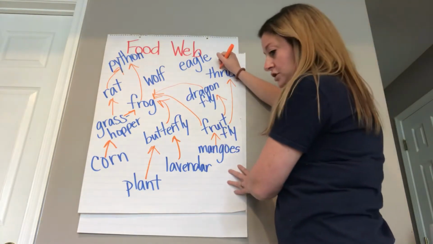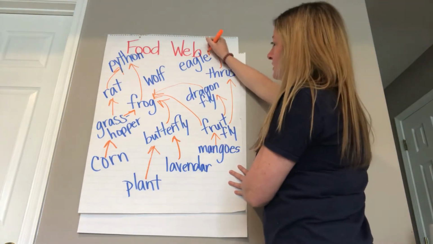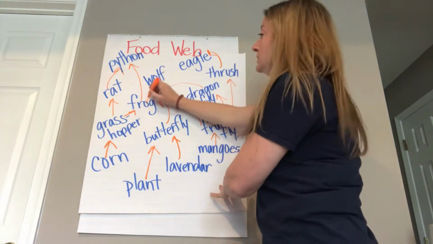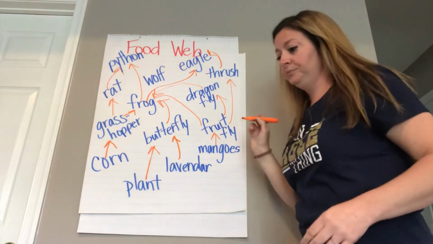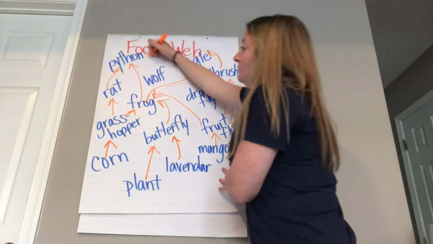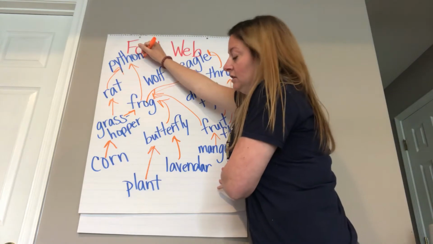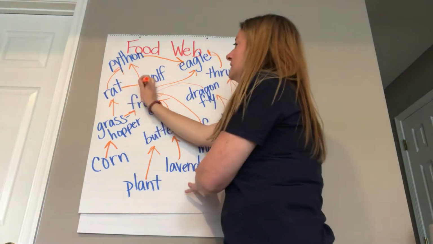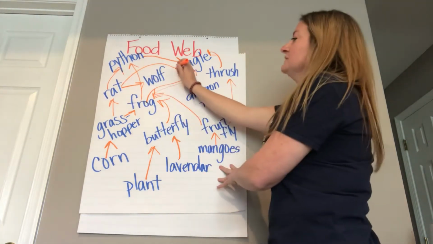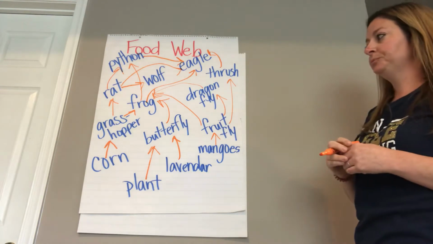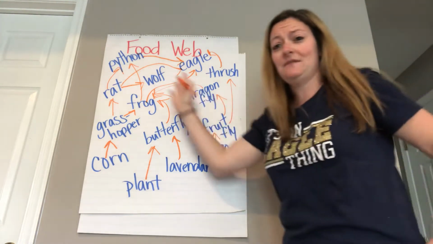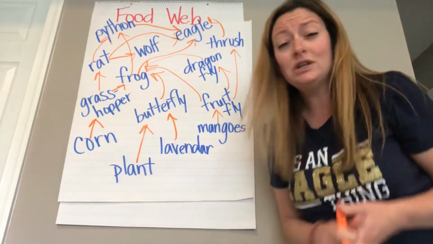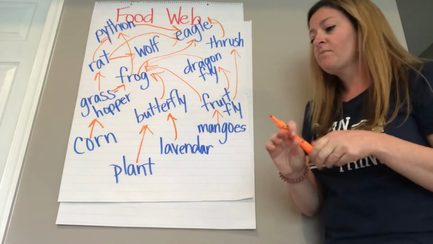Okay, this thrush gives energy to the eagle. The frog is actually going to give energy to the eagle. And the python gives energy to the eagle as well. This rat gives energy to the wolf and also gives energy to that eagle. So if we take a look at this, if you look at all of these arrows here, I'll move you in a little bit closer. You can see how they really are all intertwined with one another.